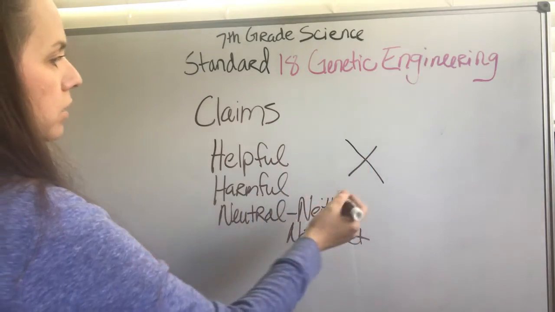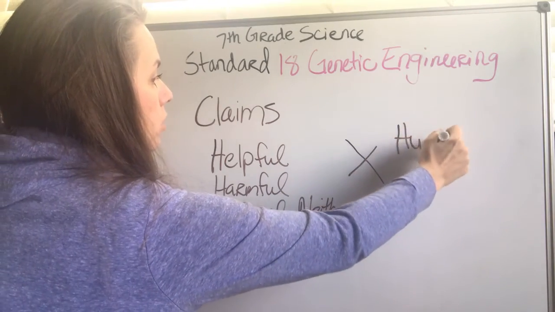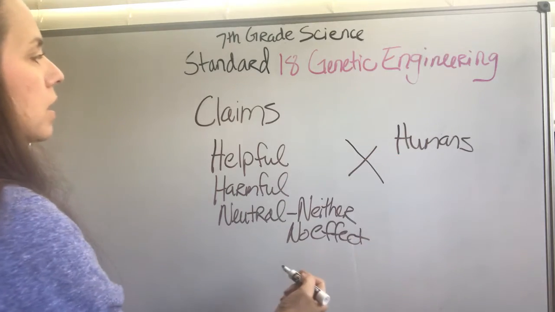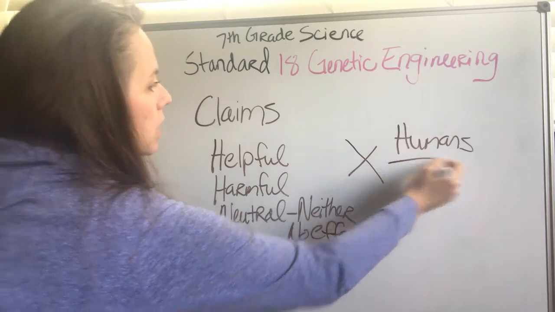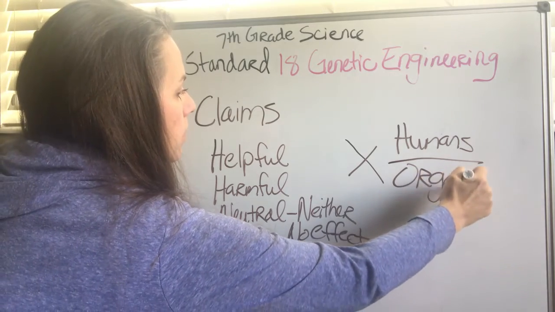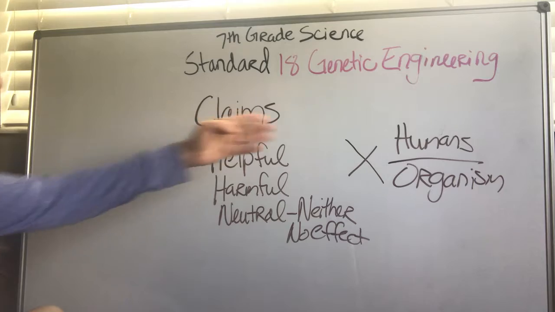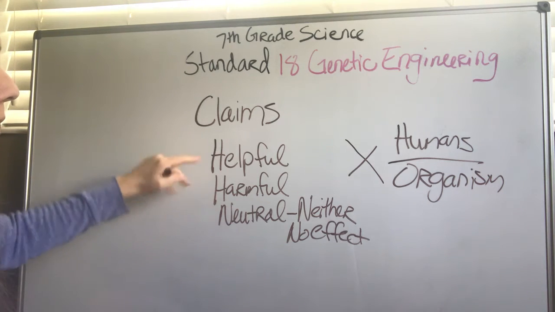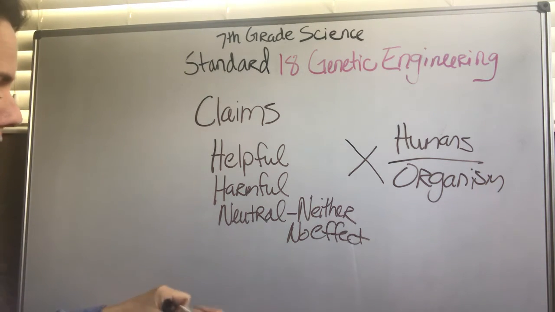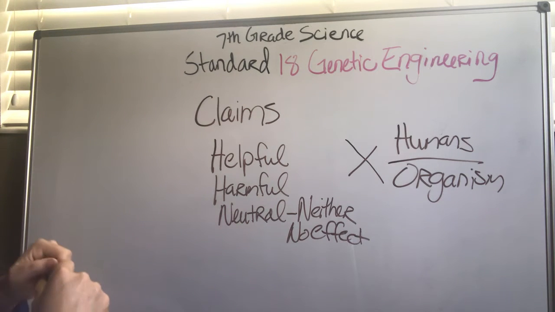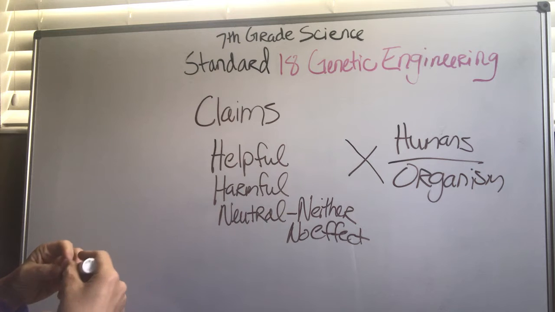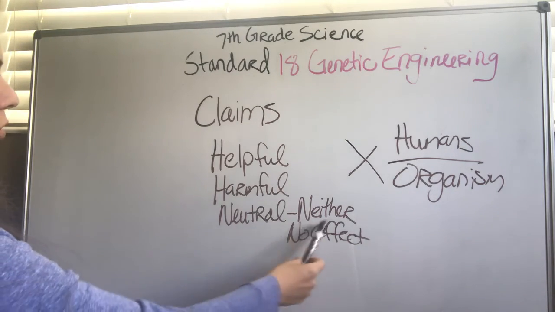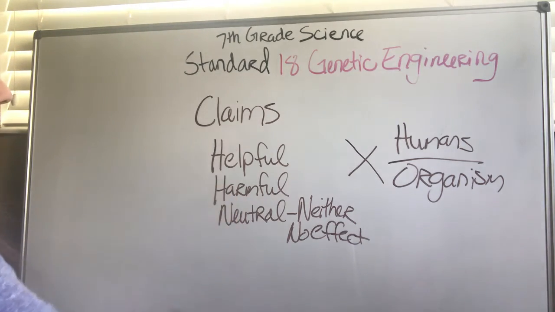So part of our claim has to include the humans that are consuming the product. If it's a food for us, then it's humans, or if it's the organism itself. So sometimes it might be helpful to humans, but it's harmful to the organism. And sometimes it's harmful to the organism, but people still argue that it's helpful to us. Like cows. Cows have been artificially selected for years so that they produce more milk per cow. And they say that it's neutral to the cow, but it's helpful to us.